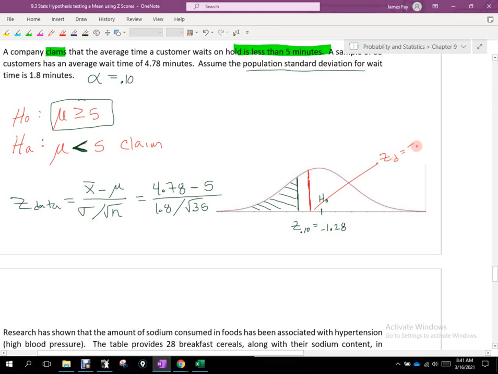Our test statistic is negative 0.72. So in that case, where does that fall? Does that fall in the rejection region or the non-rejection region? Non-rejection. Okay. So we would say that we fail to reject the null hypothesis. We do not have evidence to support the claim that the mean is less than 5. Fail to reject the null hypothesis, do not have evidence to support the claim that it is less than 5.